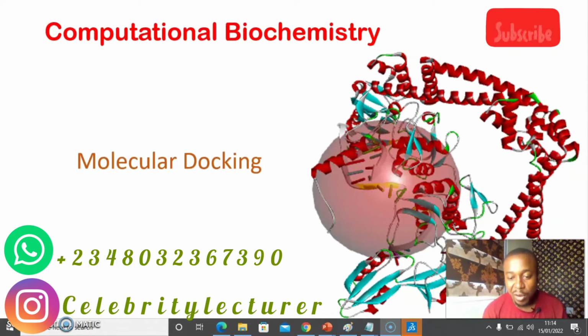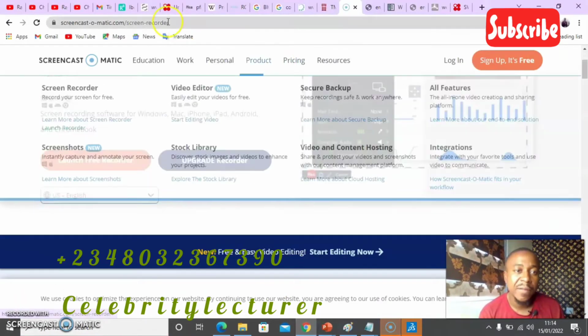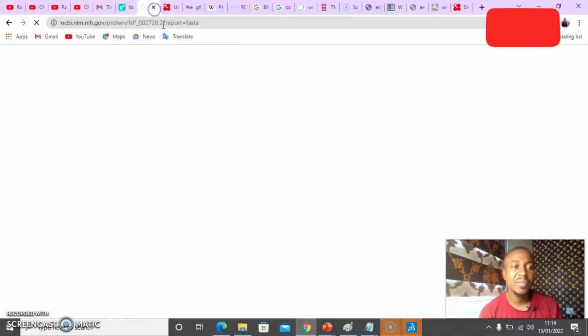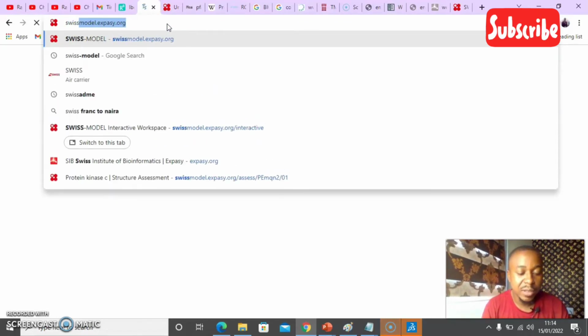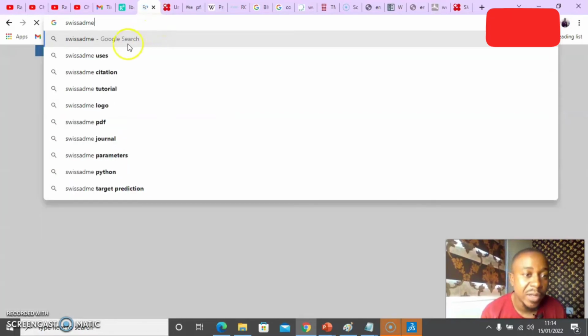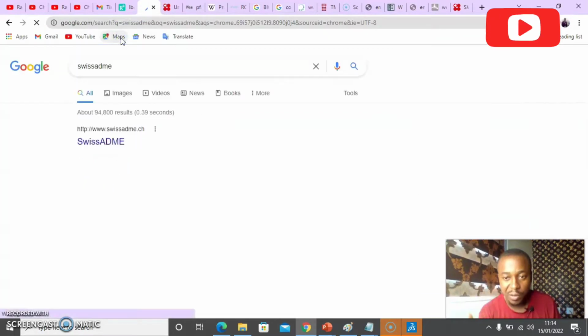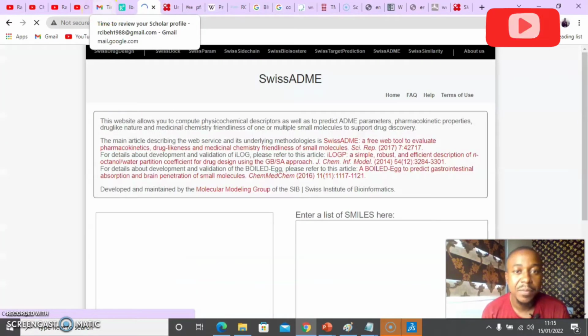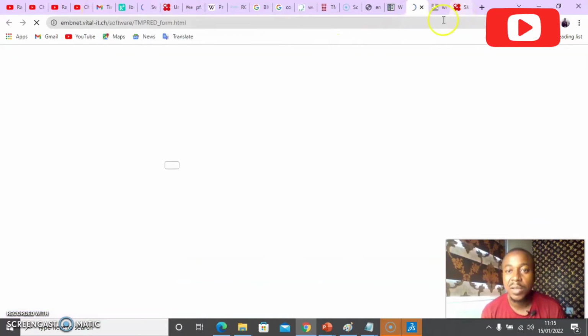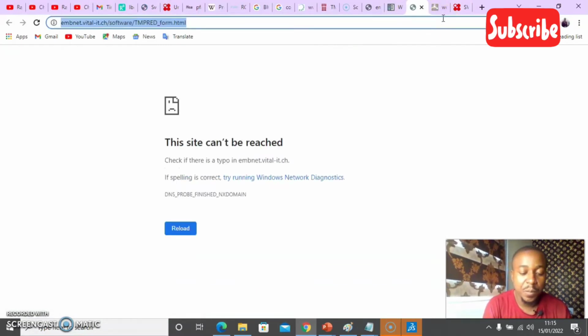So in that case, let's navigate the internet. Here, let me just use the Swiss ADME, where we can predict the pharmacokinetic properties of the drug to know if the drug will be bioavailable. So this is drug discovery. This is Swiss ADME. We can also look at PubChem, where we can actually get our compounds.